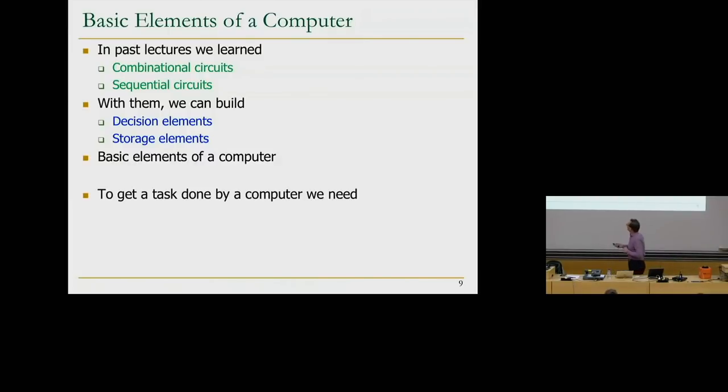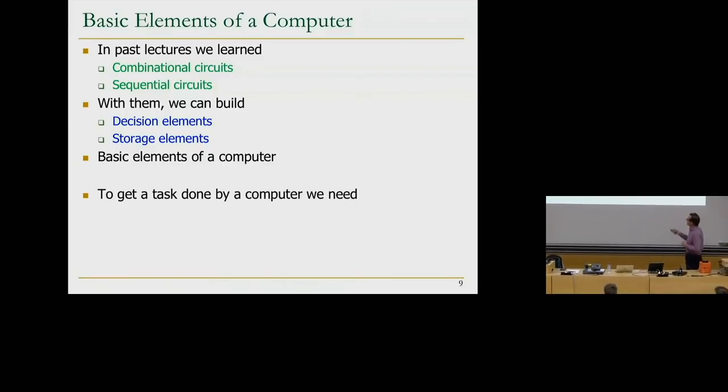So for a computer, we're going to cover the basic elements of a computer, and those consist of decision elements and storage elements. So to get a task done by a computer, remember when we started the lecture, we said, why do we need computing? We want computing to solve problems, right? To solve problems, you express the problem as a task. Task eventually gets translated into a program. So we want that task to be done by a computer. So we need the computer, we need data, and we need the program.